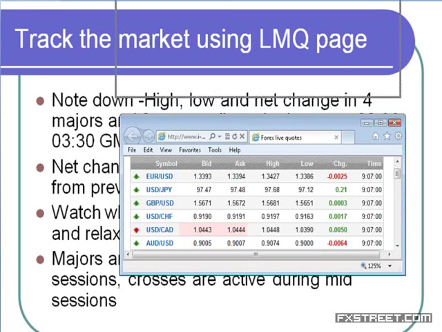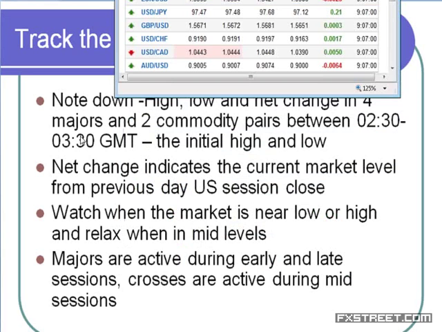And here, you come across the highs, lows and the net changes in 4 majors and 2 commodity pairs. We note down around 3:30 GMT. Why do we note down around 3:30 GMT? Because that is the time they set the initial highs and the lows.